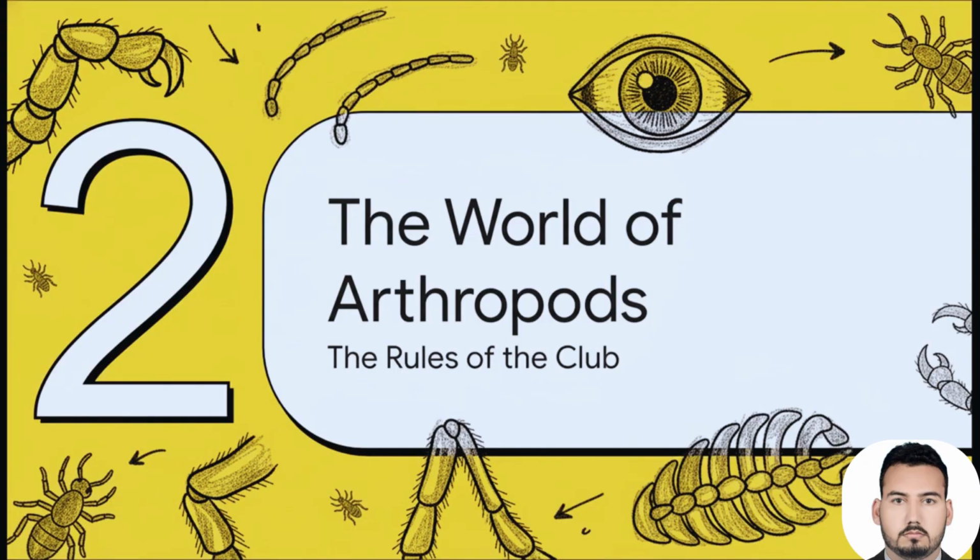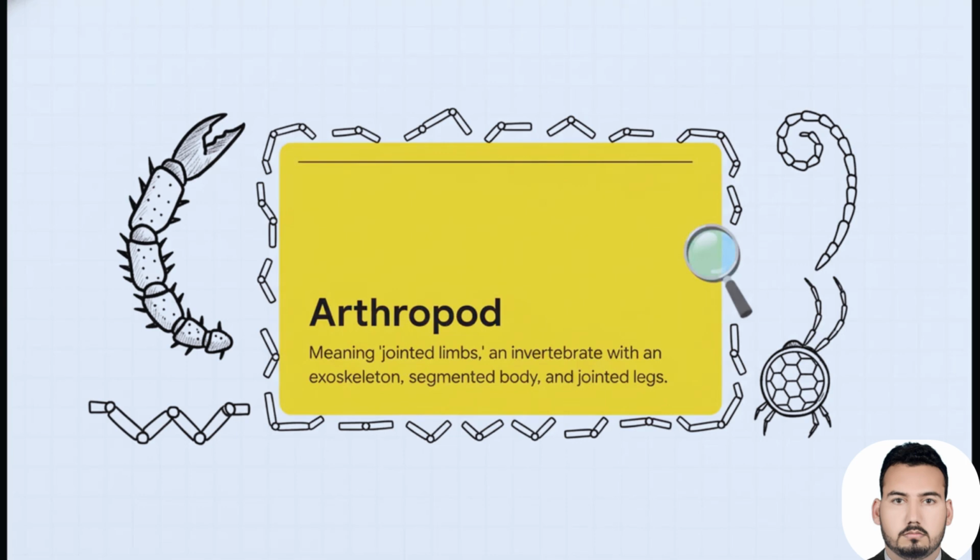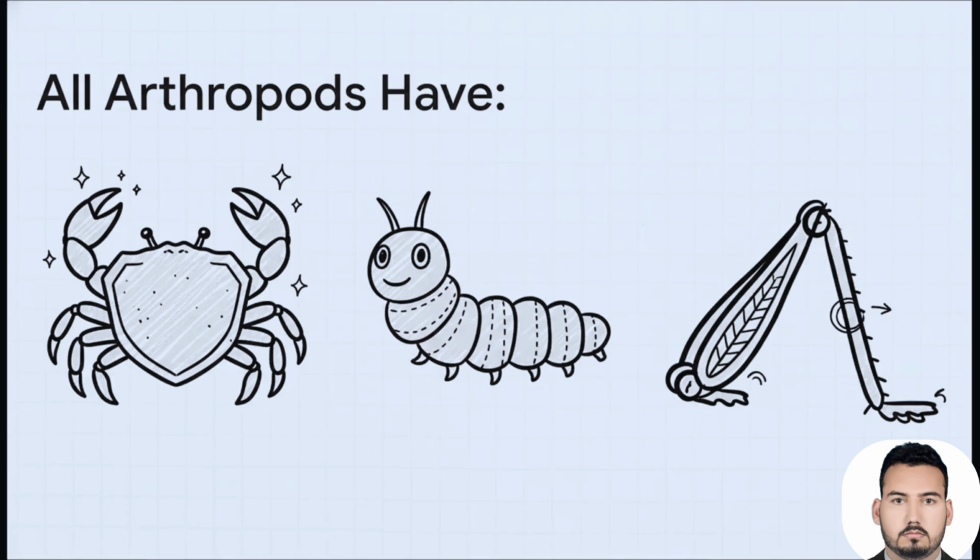All right, so we've separated them from everything with a backbone. Now, what does it actually take to get into this exclusive arthropod club? What are the rules? The name itself is the biggest clue here. Arthro is Greek for jointed, and pod means foot. So pretty literally, these are the jointed foot animals. That single feature, plus a couple other key traits, is what brings this incredibly diverse group all together under one banner.